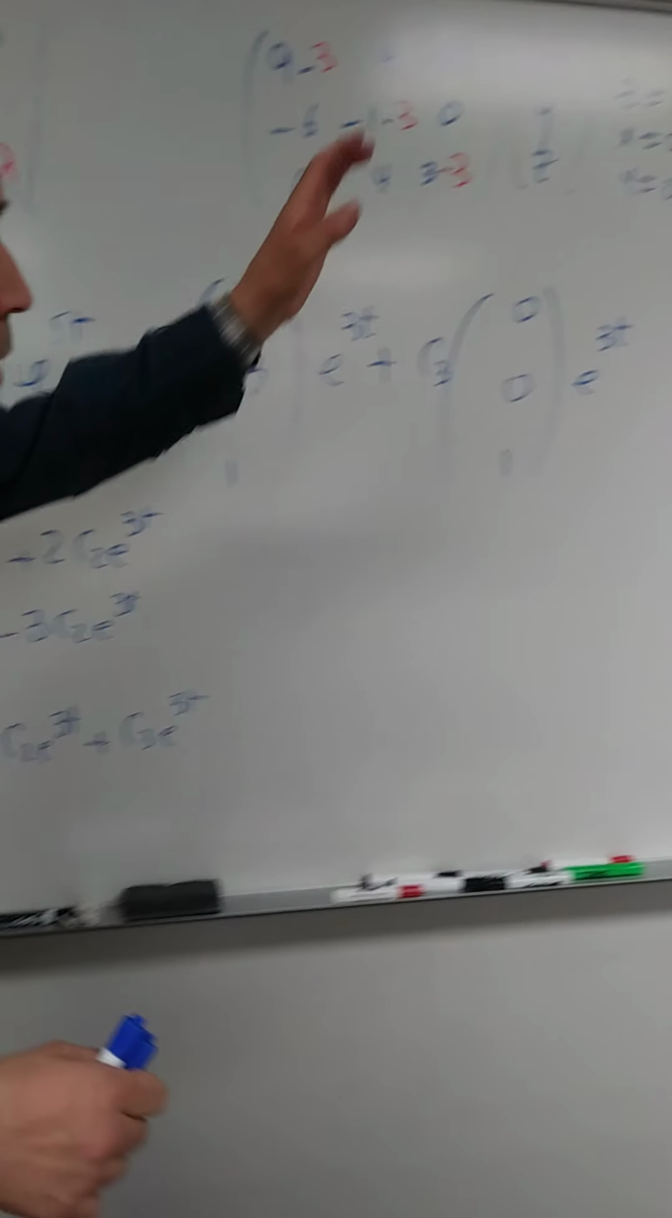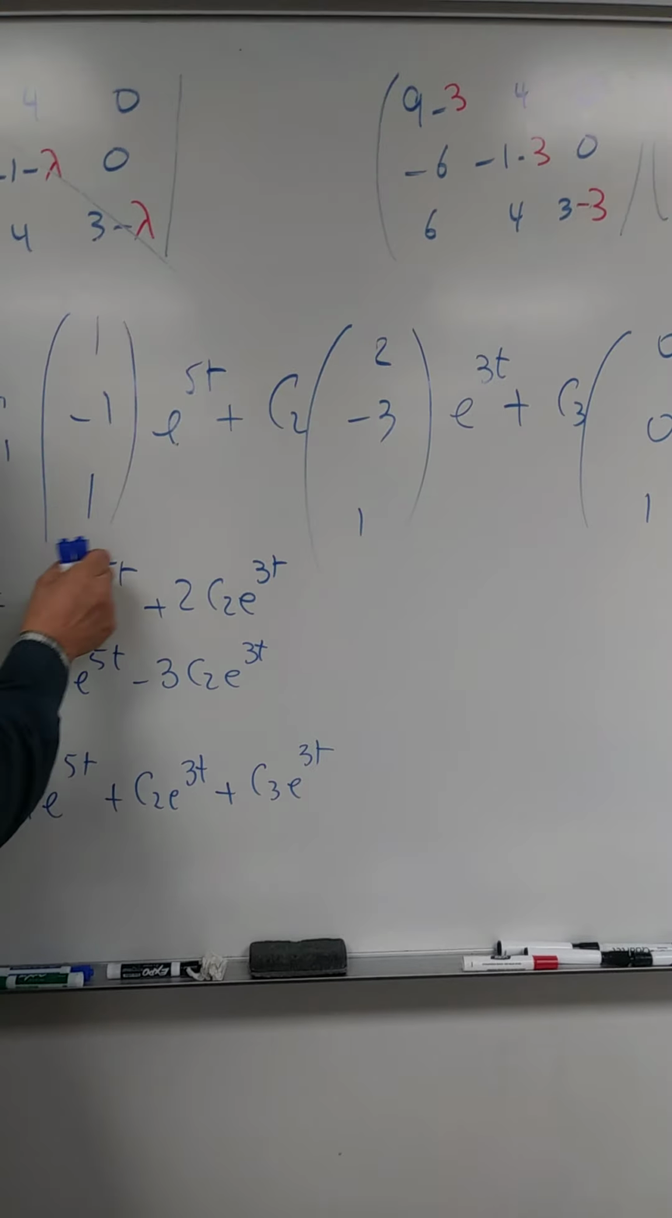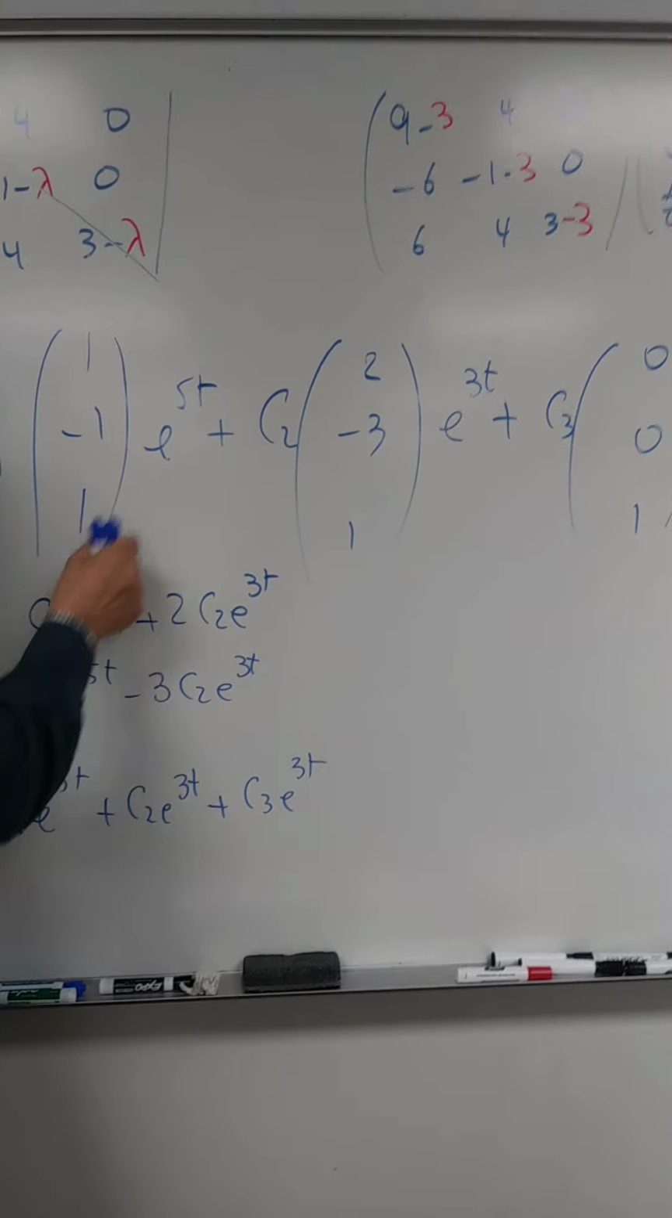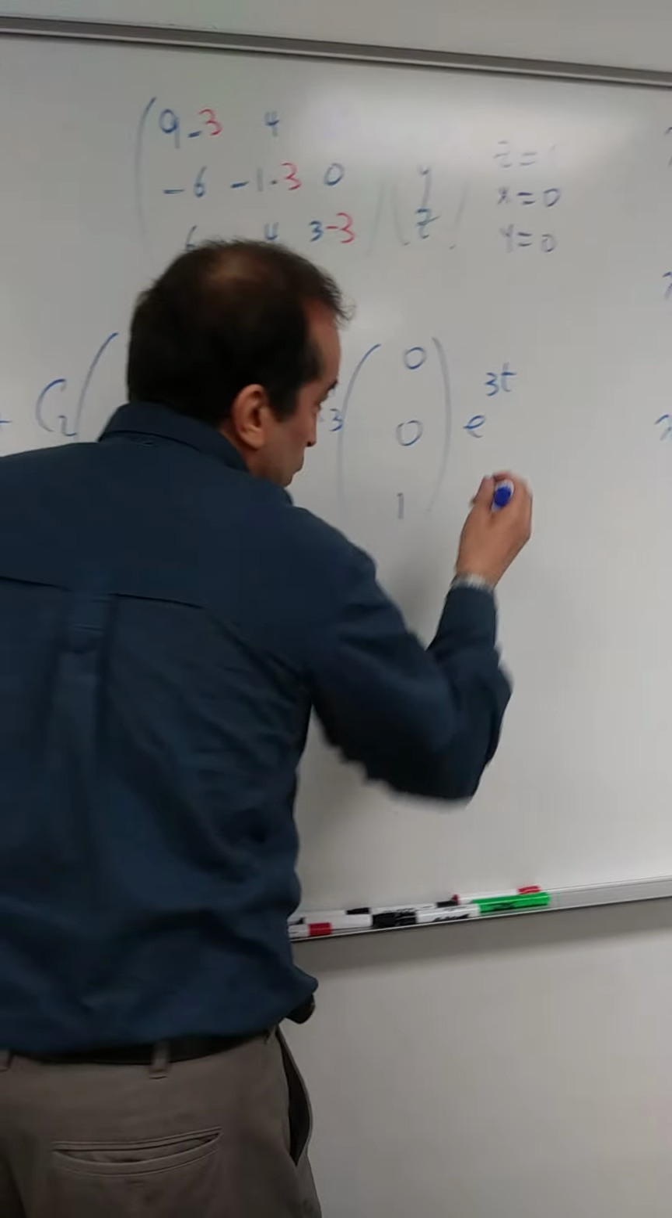Now that you have the 3 eigenvalues and 3 eigenvectors, the solution is C1 V1 e to the lambda 1t, which is C1 first vector times e to the 5t, plus C2 second vector e to the 3t, plus C3 third vector e to the 3t. And you can leave the solution like this.